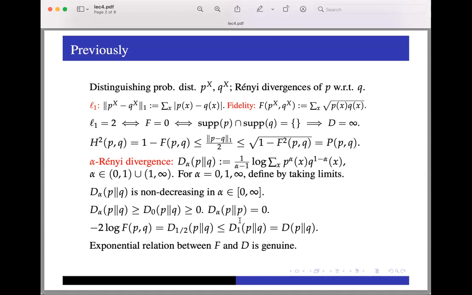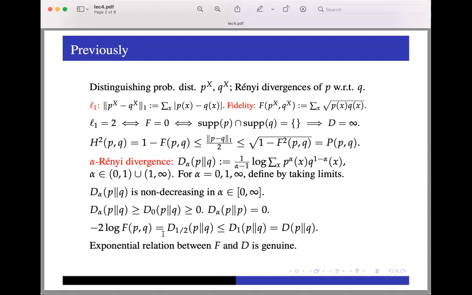And again, we have this property that the divergence of P with respect to itself is always 0. This holds true for all alpha. Okay. But as I just said, for d0, it can very well happen that P is not equal to Q, but d alpha is still 0. Okay, so there is no strict positivity out here.